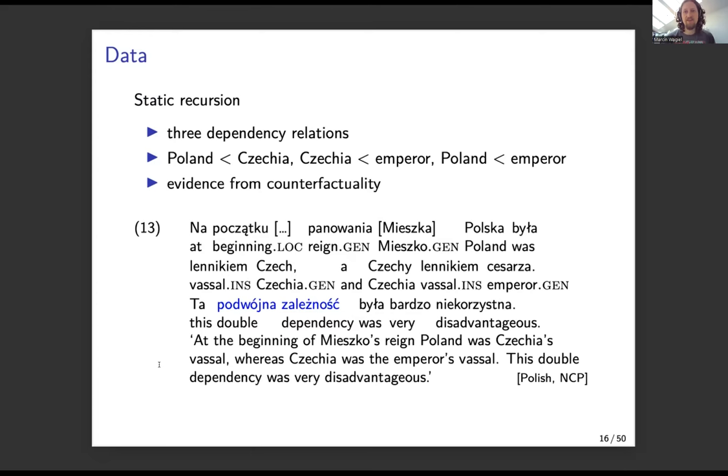So what we have here, it's not the case that Poland was dependent from two entities in an independent way. Rather, what we have is that Poland was dependent from Czechia, but because of the fact that Czechia was dependent from the emperor, by recursion, Poland was also dependent from the emperor. And this is evidence from counterfactuality. So had Czechia stopped being the emperor's vassal, so would have Poland, okay?